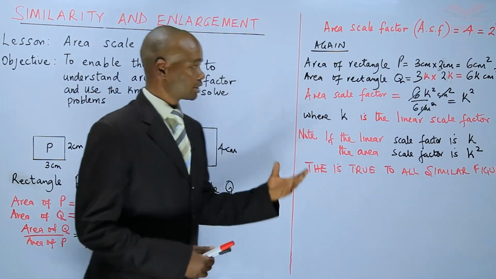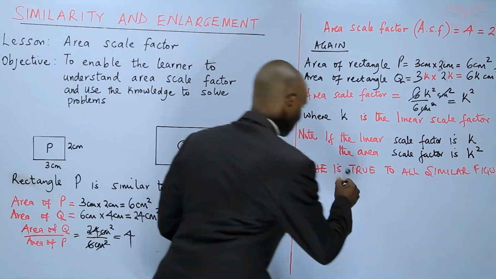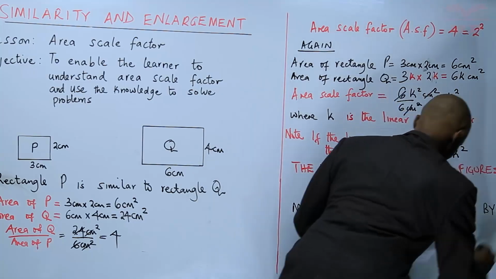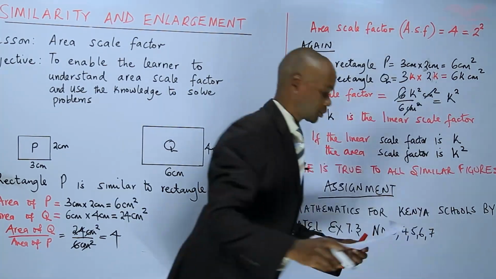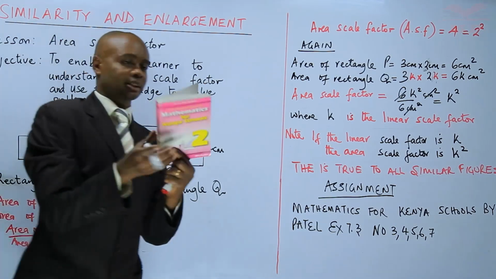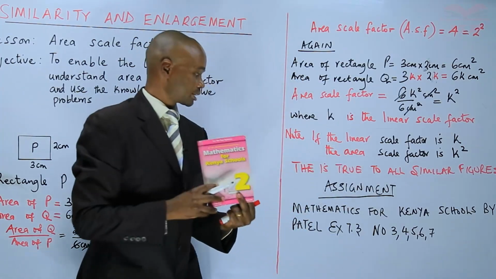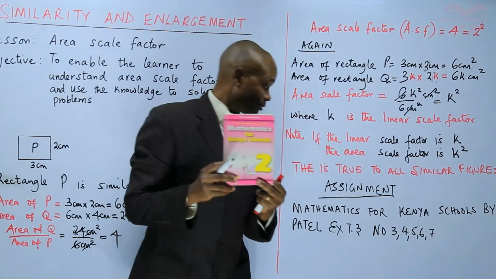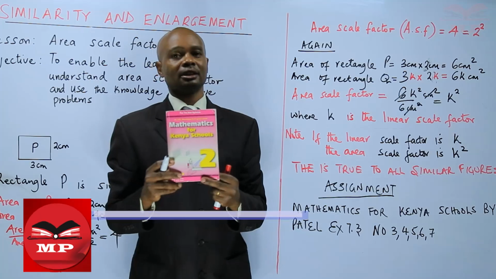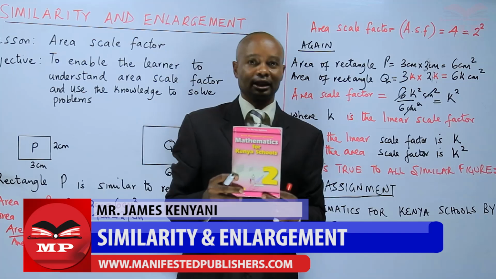Having gone through all that, there is a short assignment from Mathematics for Kenya Schools by Patel: exercise 7.3, numbers 3, 4, 5, 6, and 7. It will be good if you attempted those questions before the next lesson.